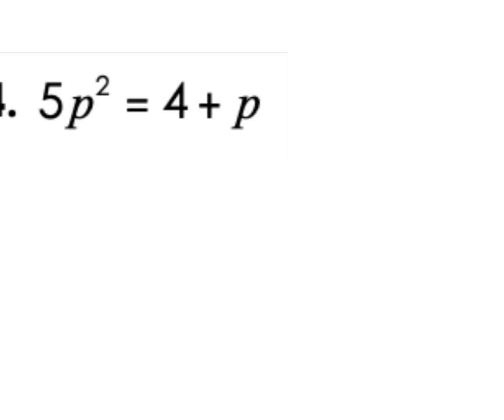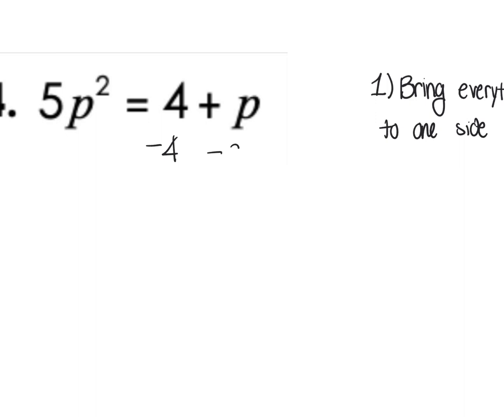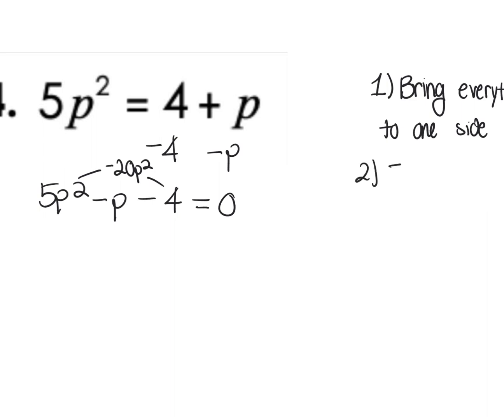Here we have 5p squared equals 4 plus p. So first, bring everything to one side. So I'm going to minus 4, I'm going to minus p. I'll have 5p squared minus p minus 4 equals 0. Multiply both of these together. We get negative 20p squared. So this part we're going to factor now. We just did the first part.